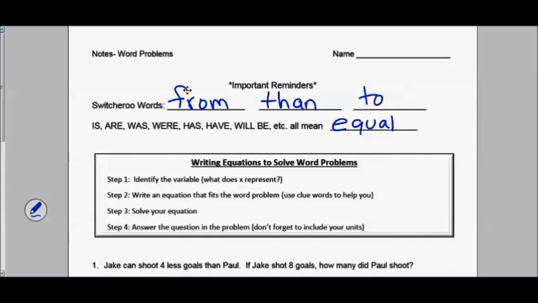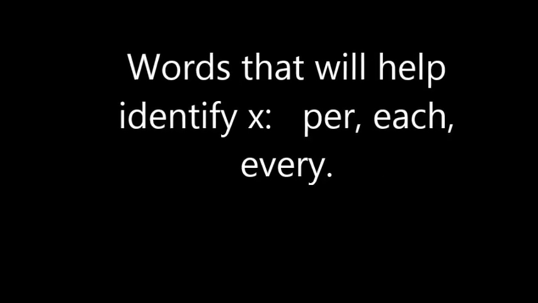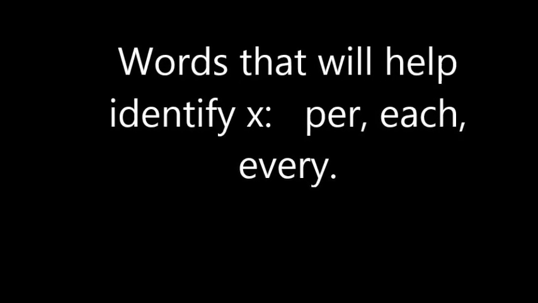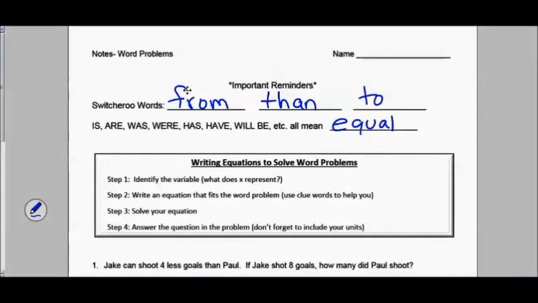The first step is to actually identify your variable. What is the question asking you for? Our second step is to use an equation that fits the word problem. So you're going to have to translate the word problem into an equation. Once you do that, you can solve your equation and then answer the question. Don't forget to put your units on your answer. We're going to work through some together.